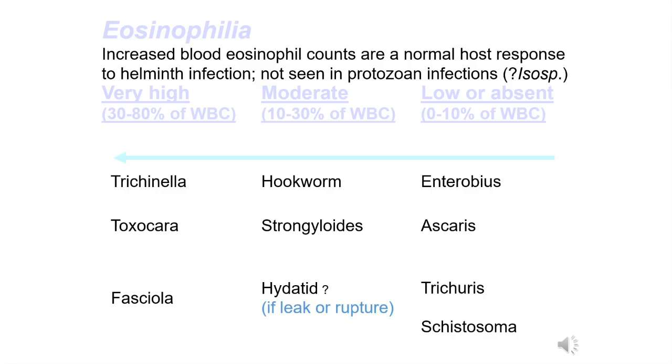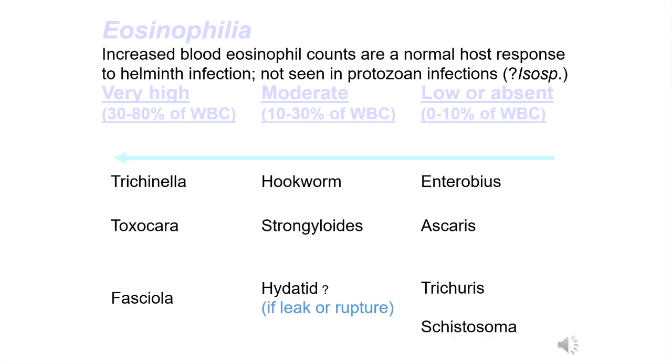Now, if we come to moderate eosinophilia, this is produced by the hookworms. Why? Because they hook themselves onto the intestinal mucosa. They chew on the mucosa, so they stimulate the immune system more. Strongyloides as well is associated with moderate eosinophilia, 10 to 30%. Now, hydatid, with a question mark: the intact hydatid cysts do not usually produce eosinophilia. But if they are disturbed, if they leak or rupture, then they would produce eosinophilia, of course. And I told you before that they may rarely produce severe anaphylaxis.